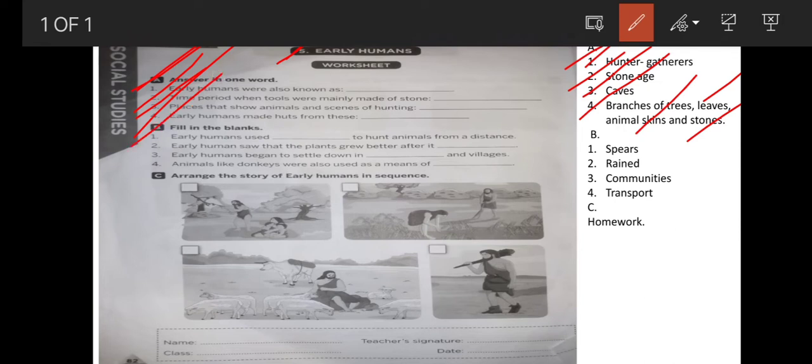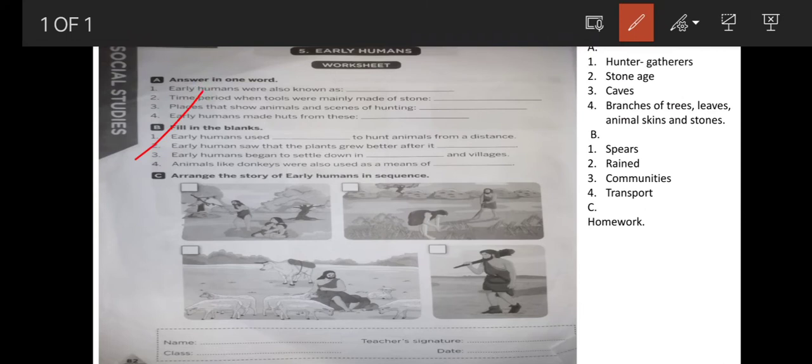B. Fill in the blanks. 1. Early humans used dash to hunt animals from a distance. What did the early men use? The early men used spears made of wood or stone, and they tied them onto long sticks. These spears were tied onto long sticks so that it becomes possible for them to hunt animals from a distance. The answer is spears.